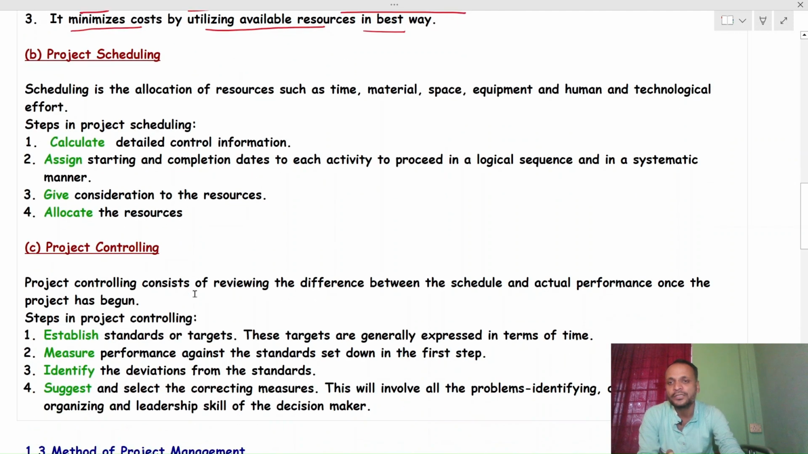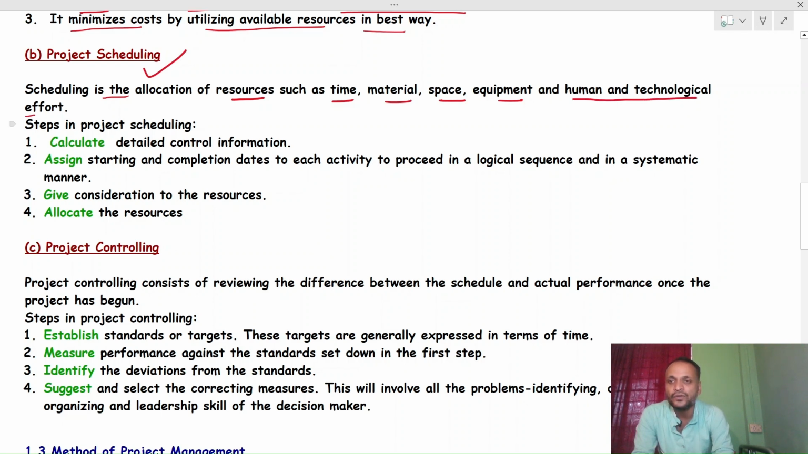Next is project scheduling. After the planning, you have to do the scheduling. You have to identify at what time each activity will be done, and which activity comes before and which comes after. Scheduling is the allocation of resources such as time, material, space, equipment, and human and technological efforts.